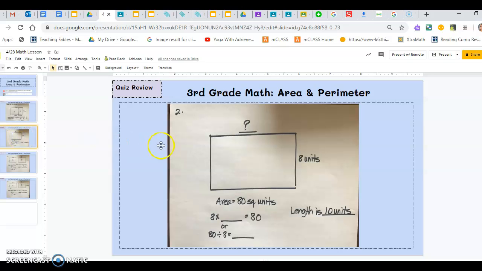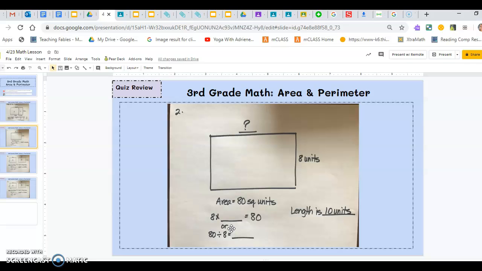Problem 2, it gave you this shape, and then it said, hey, the area of this rectangle, the space inside, is 80 square units. I'm given this measurement, 8. Uh-oh, I have to solve for that one. So I'm showing you two different strategies in order to find the length of that side. I can say 8 times what is 80? Because I know the formula for area is length times width. Length times width. So I have 8 times what is 80.